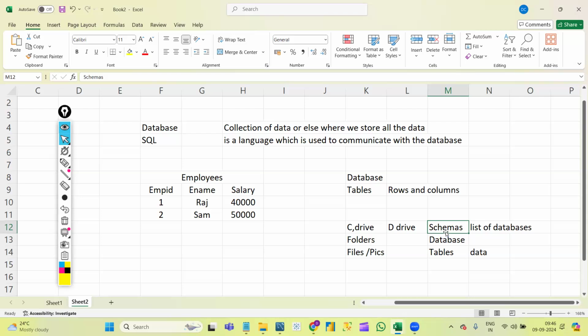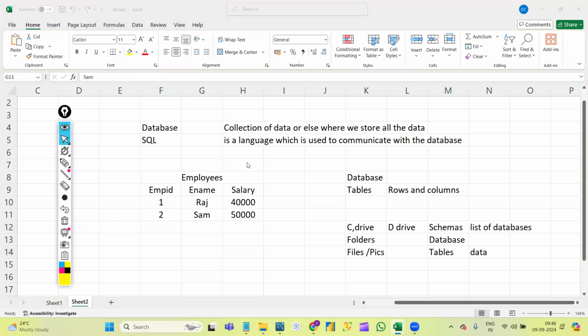Okay, so we have something called schemas. Inside the schemas, we will create databases. A database is something like a folder. Inside the folders, we create the files, right? In the same way, inside the database, we will create the tables. Inside the tables, we will insert the data. Okay, so am I clear so far?